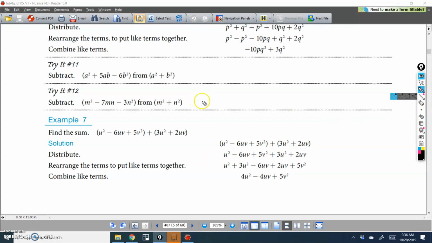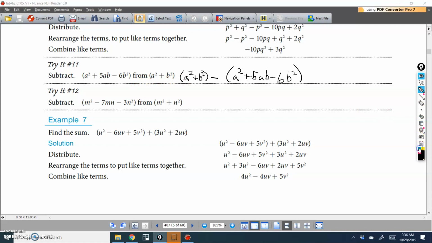Okay, first thing I'm going to do is I want my pen, not my lines. I'm going to rewrite this. So when it says subtract this from that, that is actually saying that I want a squared plus b squared minus a squared plus 5ab minus 6b squared. Because if I'm subtracting this from that, that means we basically reverse the order and put a subtraction in the middle.